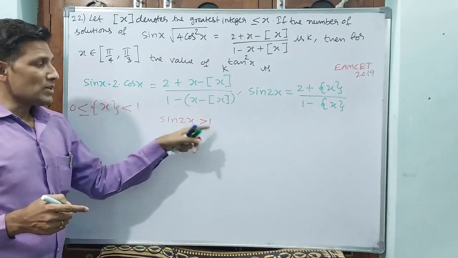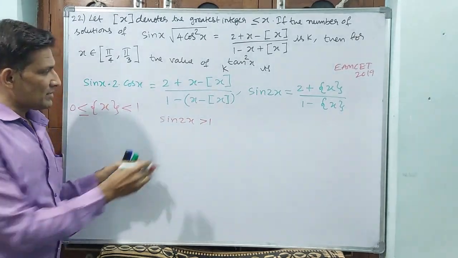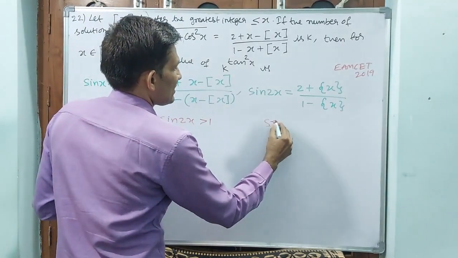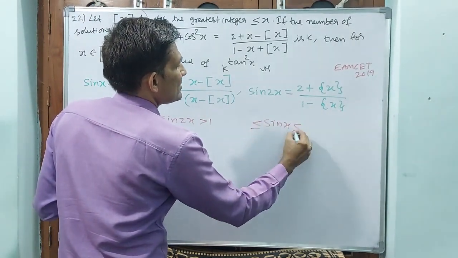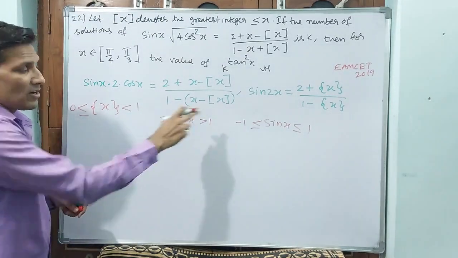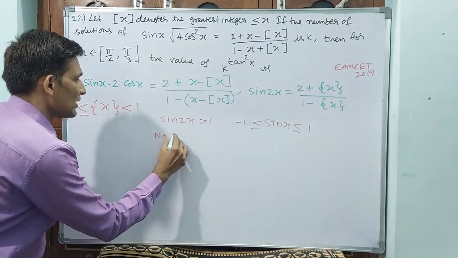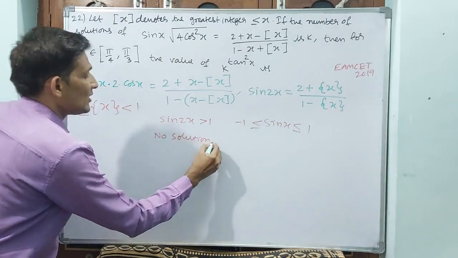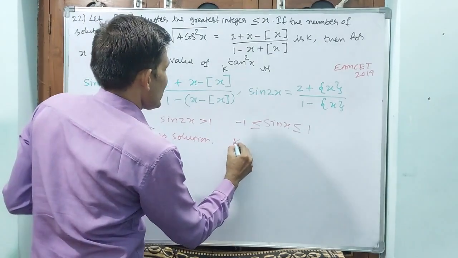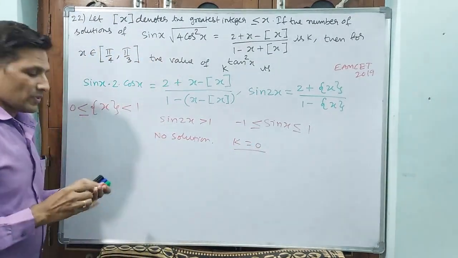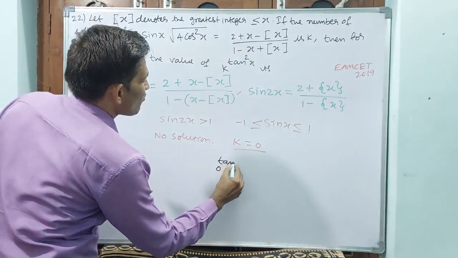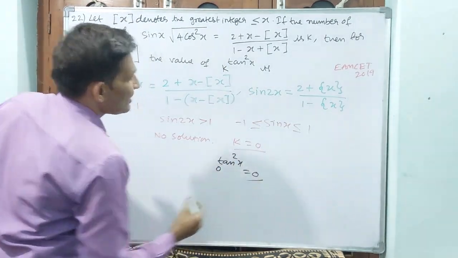But you tell me, sin 2x greater than 1, is it valid? No. Why? Because see, sin 2x means sin theta. Sin theta value cannot be greater than 1. Sin x value is always between minus 1 and 1, but cannot be greater than 1. That means no solution. No solution means the number of solutions k is equal to 0. If k is equal to 0, 0 power tan square x is equal to 0 only, that's all.